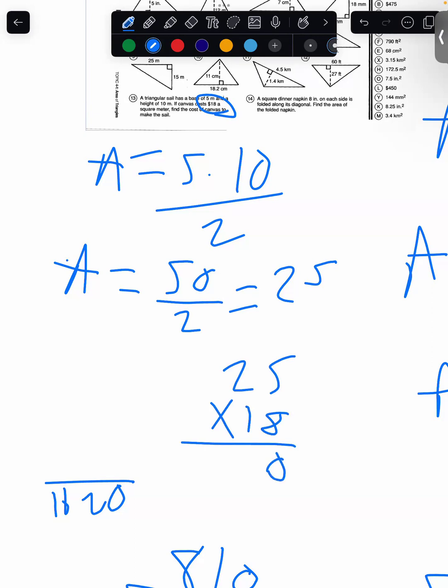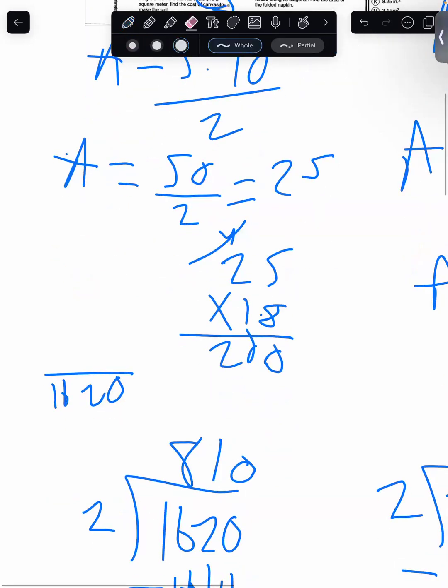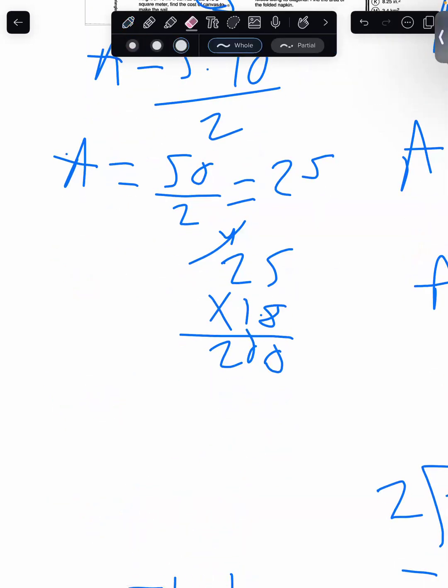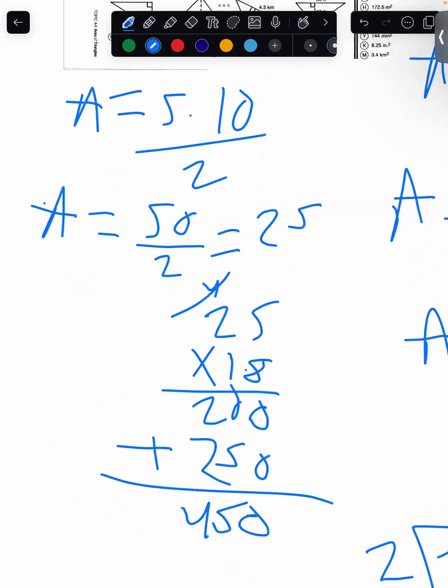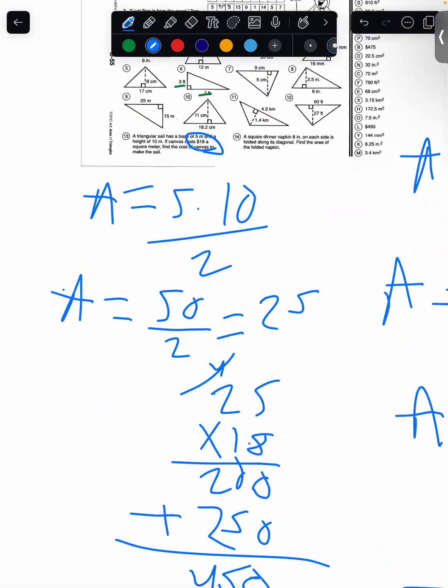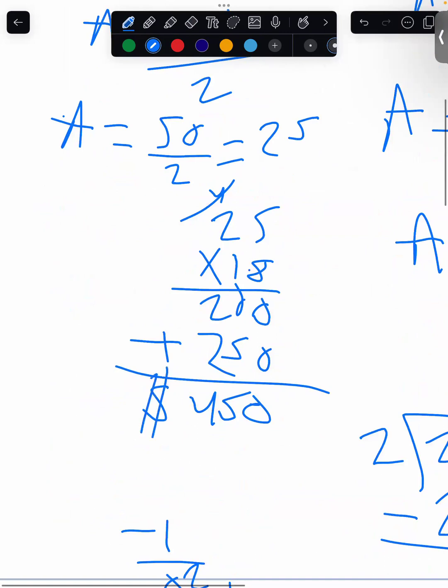18 times 5 or 5 times 8 is 40. Then 8 times 2 is 16, 4 is 20. All right. Then next row, we skip the 0. And then 125, 450. Okay, so that'd be $450 on that one.